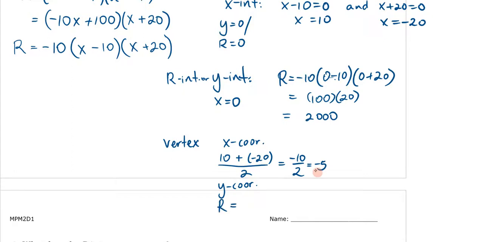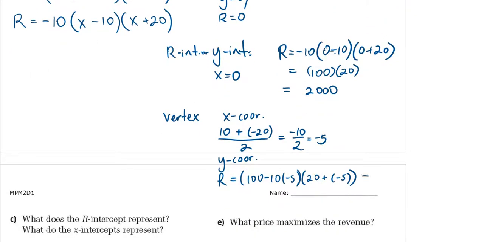So if I substitute it back into, I'll use the first one given to us in the question. So r equals 100 minus 10 times negative 5. And that's the first bracket. The second bracket is 20 plus x, so 20 plus negative 5. And if you evaluate that, you would get 2,250. And so that's going to be the y-coordinate of my vertex. And I can plot that point as well on the graph.